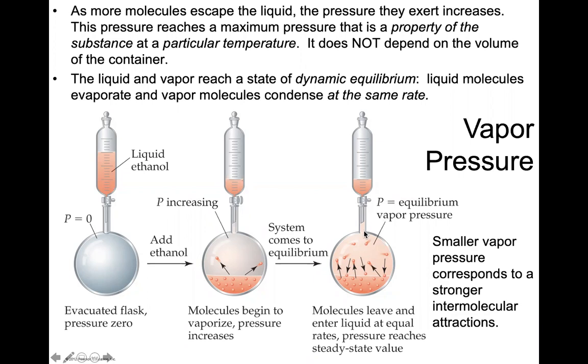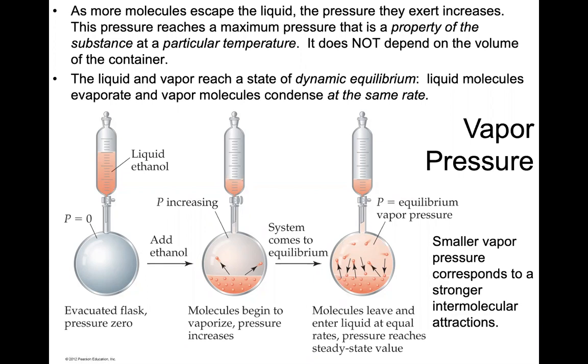A smaller vapor pressure means you have stronger intermolecular forces. Let's see if we can visualize that. The intermolecular forces we've been talking about would pertain here to this liquid. If you have very strong intermolecular forces, it's being held together as a liquid. If it's being held together as a liquid, very little is going into the vapor. It would exert a very small vapor pressure.